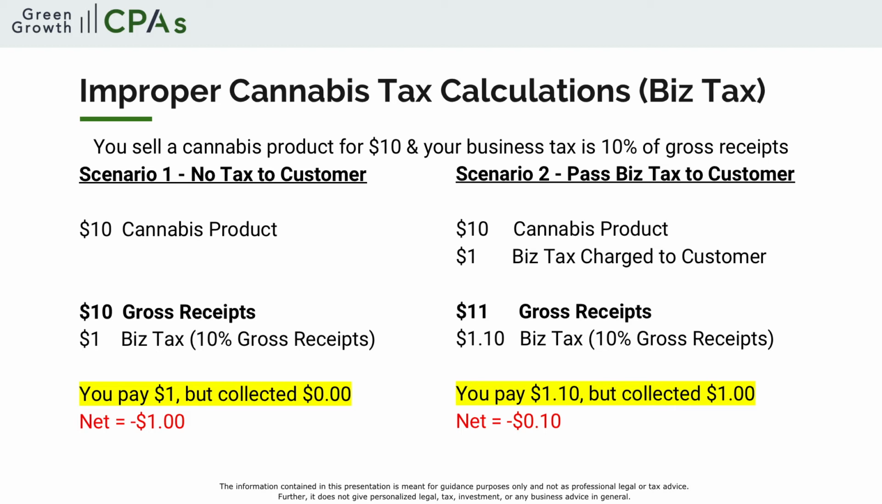But let's look at the net impact of these two scenarios. In scenario one, you're footing the entire $1 in business tax. But in scenario two, you're only coming out of pocket for 10 cents since you collected $1 from the customer. As you can see, this can have a significant impact on your bottom line over time if you have to consistently come out of pocket for that full dollar in tax.